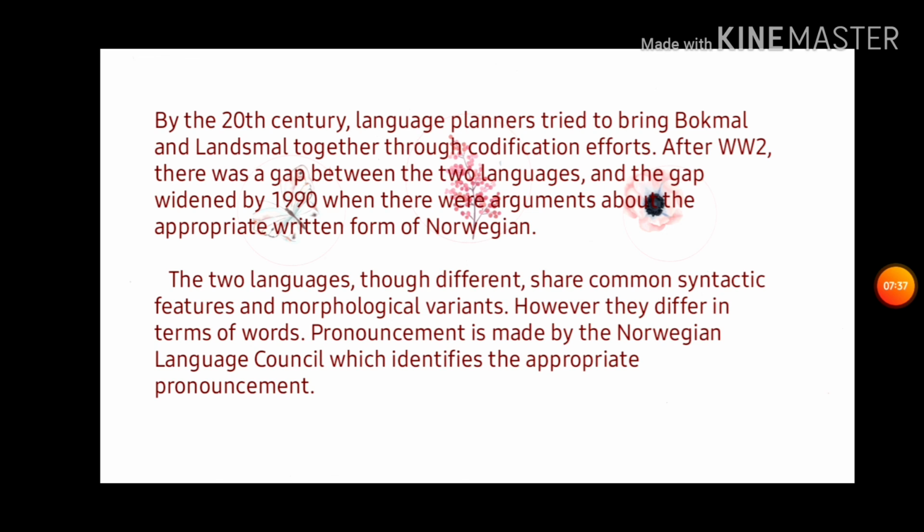The two languages, though different, share common syntactic features and morphological variants. However, they differ in terms of words. Pronouncements are made by the Norwegian Language Council, which identifies the appropriate forms.